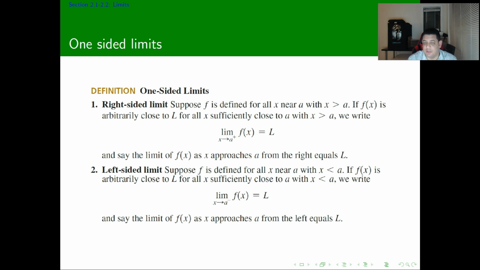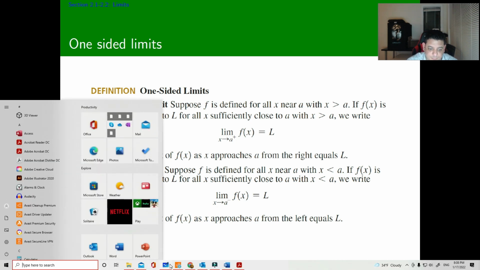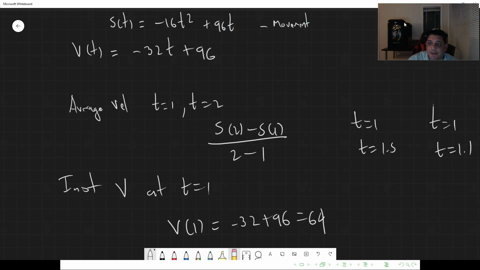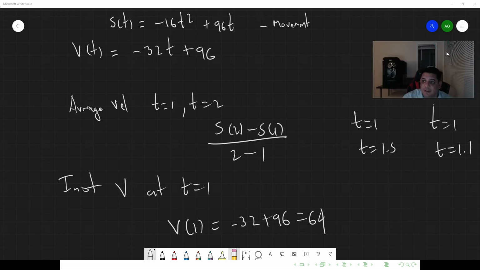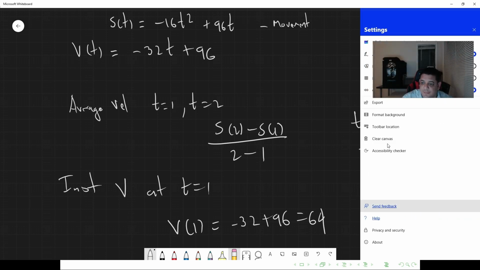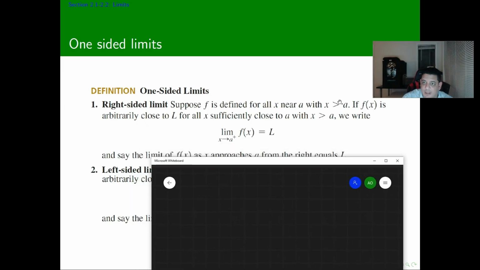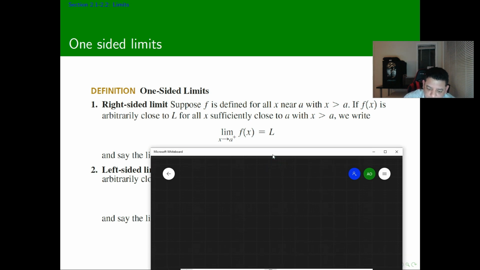And so the right-sided limit is: suppose that you have a point A that you want to approach, and you want to get arbitrarily close to a number L. And so when that happens, what we're saying is that the limit is L if every time that I increase my approach by the right side, I'm getting to that point. So let me explain.